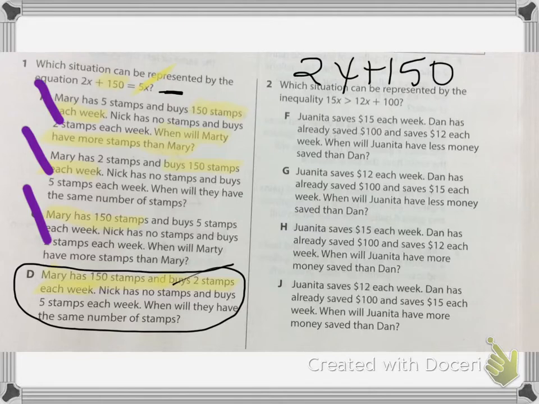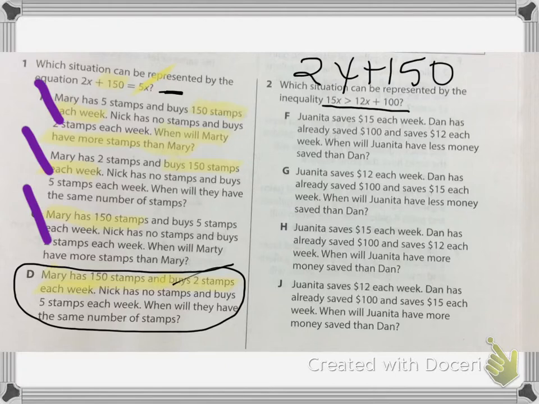So which situation can be represented by the inequality 15x is greater than 12x plus 100? So we're going to do the same situation and analyze each answer to see which one makes the most sense. So I'm looking for the left side of the inequality to be greater than the right side of the inequality. So let's look and see what goes with what. I'm going to start looking at F first.